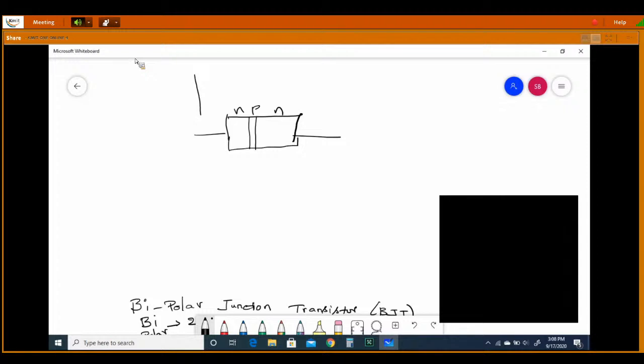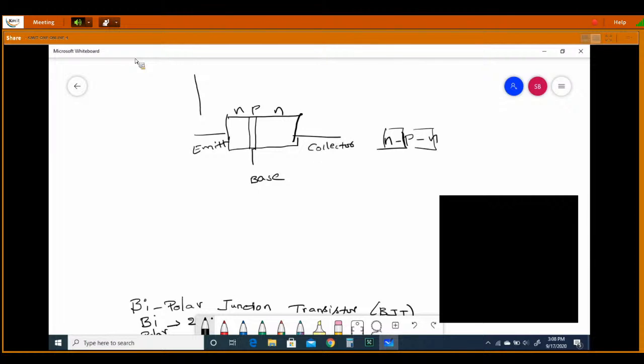This is an example. I am taking first the NPN transistor. What is an NPN transistor? N and P, this is one diode. Another one is P and N. The back-to-back connection of two diodes is nothing but your transistor. Now it has three terminals. The middle one is nothing but your base terminal. Now this is your emitter, and this is nothing but your collector.